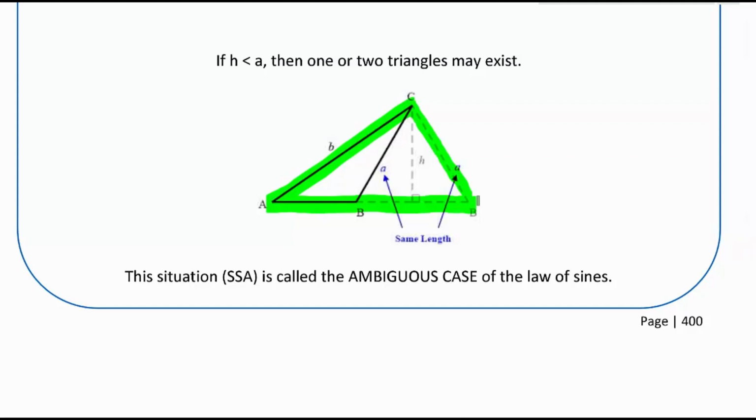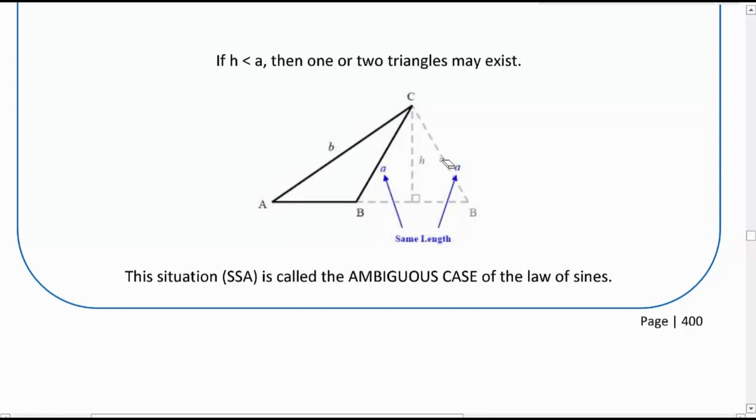This situation, because of all these options, is called the ambiguous case of the law of sines. You're going to hear ambiguous case way more than you're going to hear case 2 law of sines.